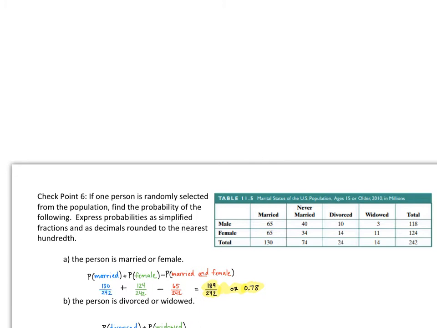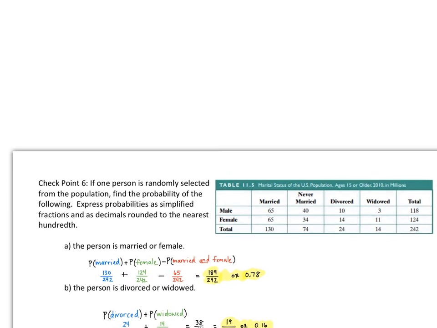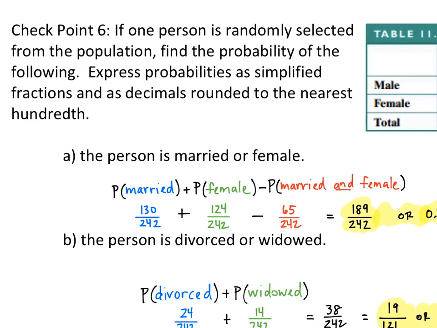Okay, what about part B? The probability that the person is divorced or widowed. Now, one thing you should note is these events are mutually exclusive. They cannot occur at the same time. So these are mutually exclusive.